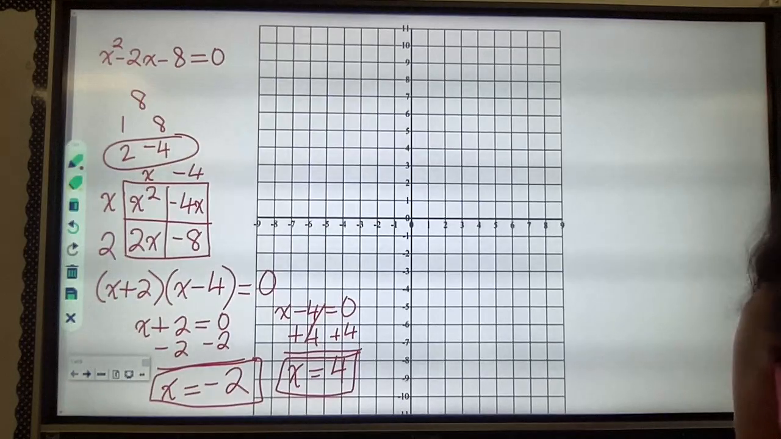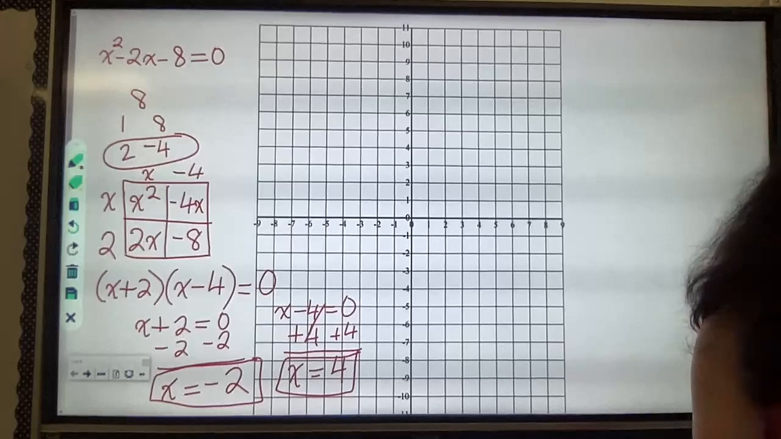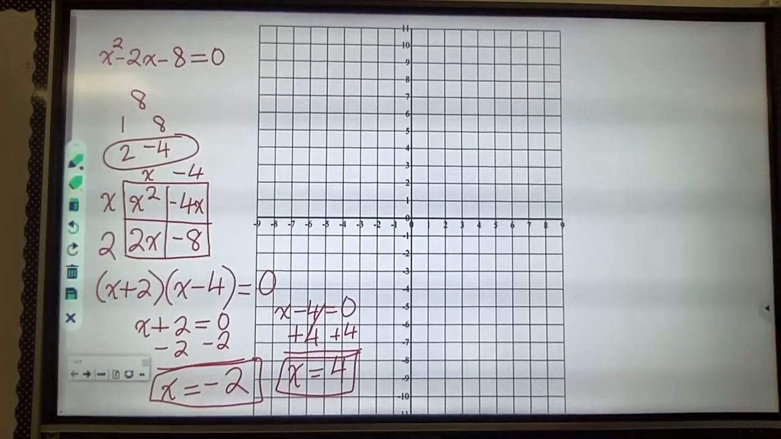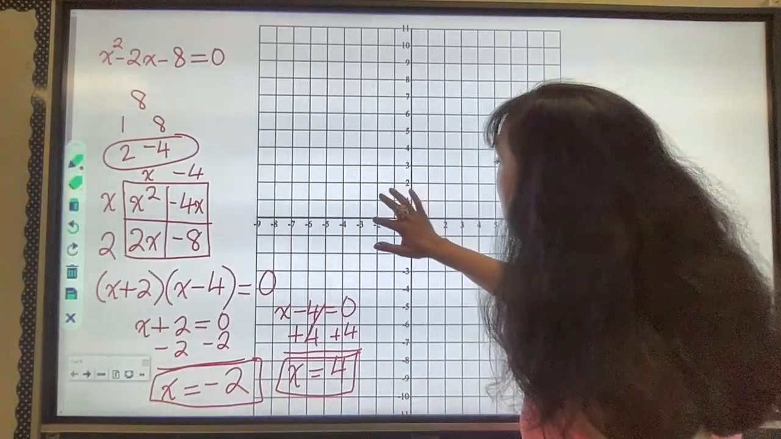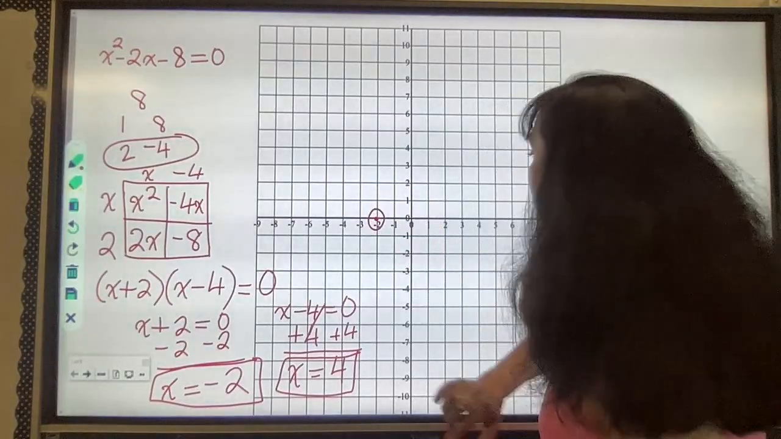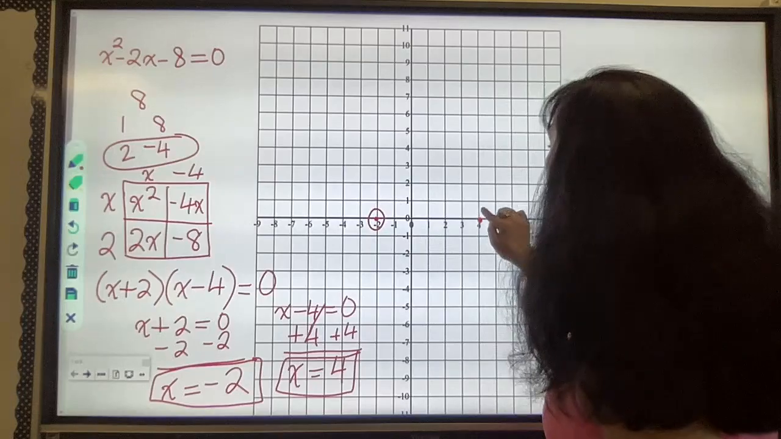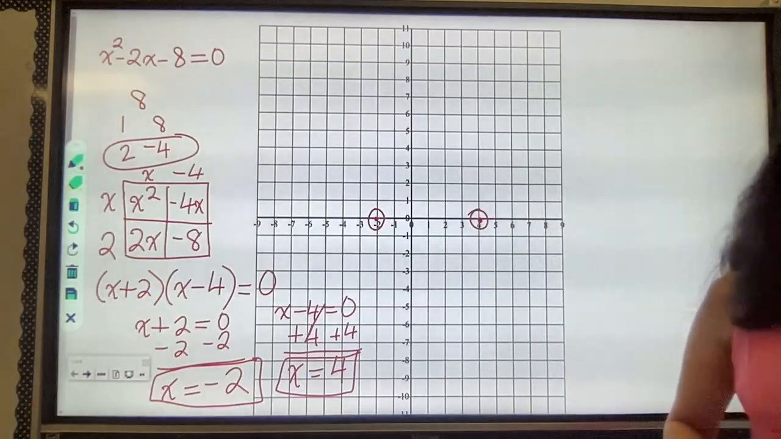So that's the first thing that I can go and plot. Okay, so here is one solution, x is -2, and x is 4. Here is my other solution.